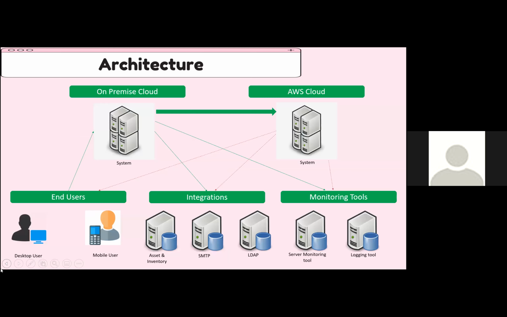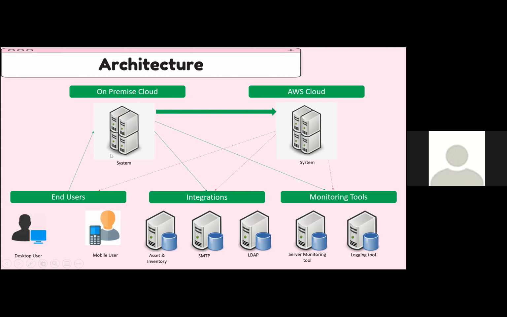Okay. I hope you're not being bored with my presentation. The next is the architecture. This is just a high level, just to visualize what we did on this project. We have here our system, which is under the on-prem cloud, and then you have the big arrow. This means that this system from the on-prem will be migrated to the AWS cloud.